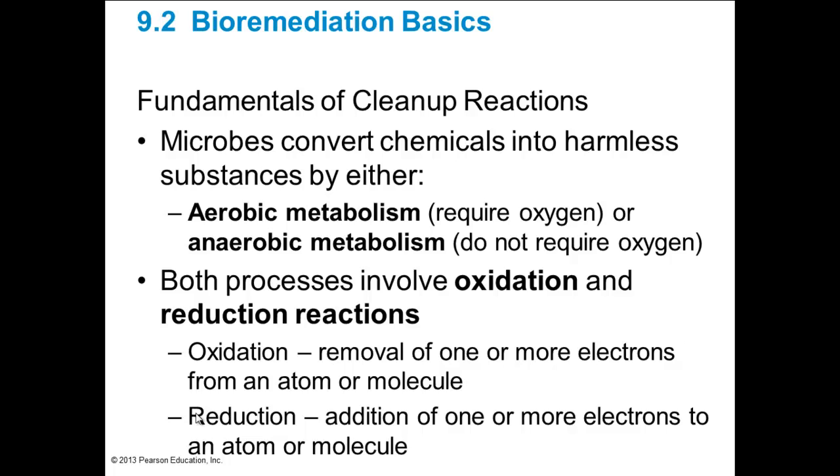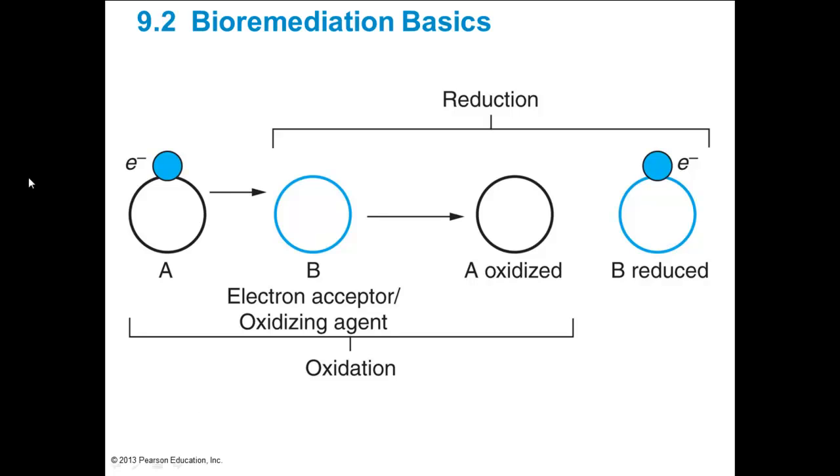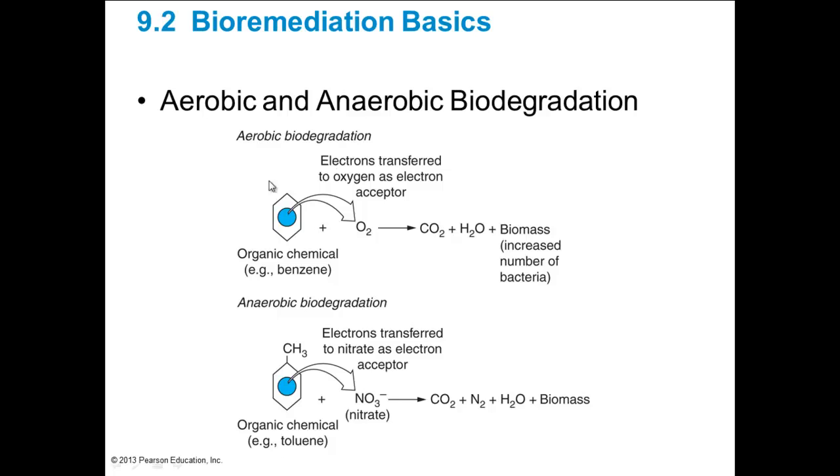Oxidation is when you remove one or more electrons from an atom, and reduction is when an atom gains electrons. When you start out with an electron donor and an electron acceptor, the electron donor becomes oxidized because it lost its electron, and the electron acceptor becomes reduced because it gained an electron. In aerobic biodegradation, the terminal electron acceptor is always oxygen. Here's benzene. It will donate its electrons to oxygen, and it will be converted to carbon dioxide and water, and biomass, which is just an increase in the number of bacteria.